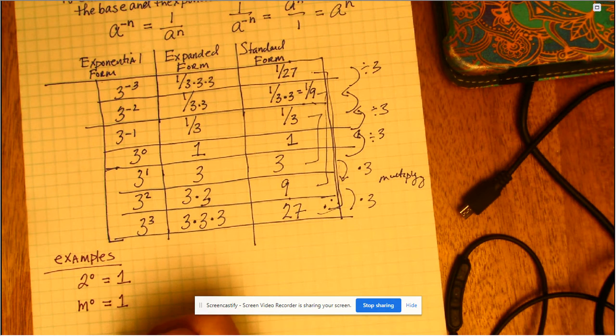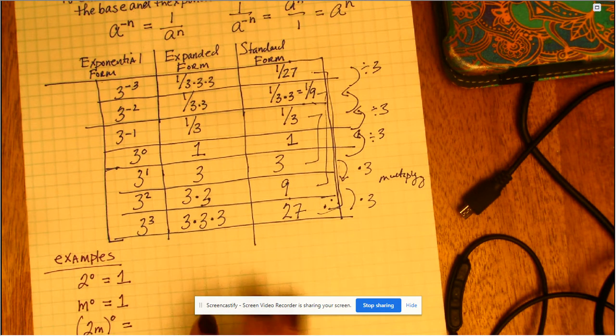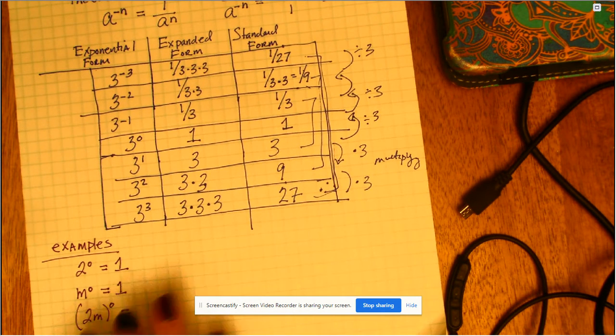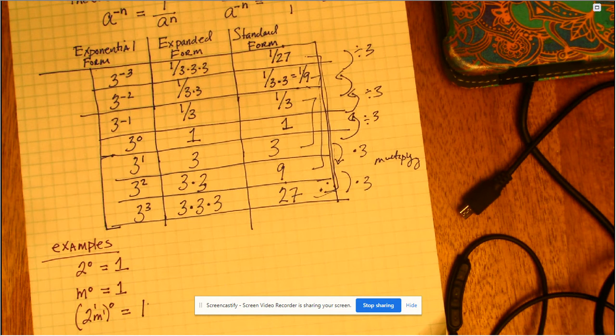If you think of the product law that we recently studied, if we had 2m to the 0, that 0 would distribute to both of them. Right now, they both have exponents of 1. So 1 times 0 would be 0, and 1 times 0 would be 0. So this actually just winds up being 1.